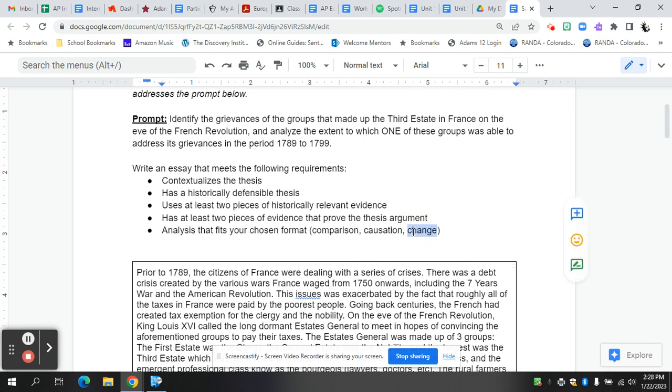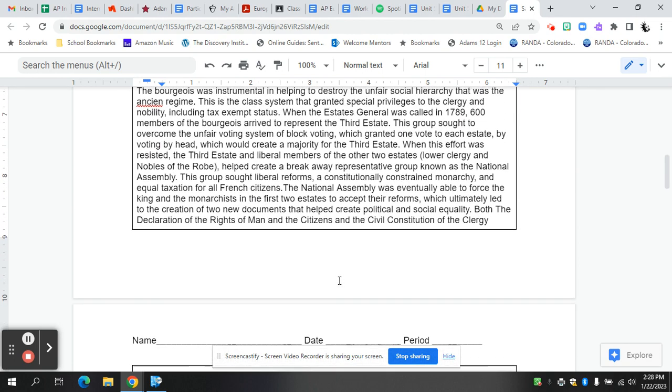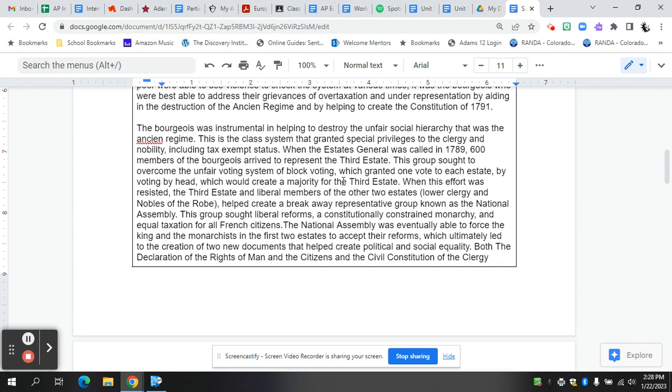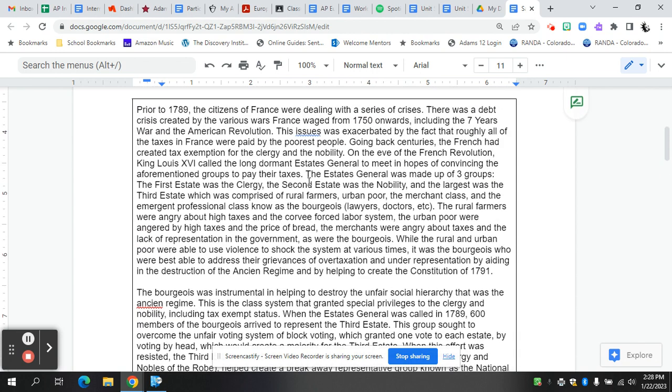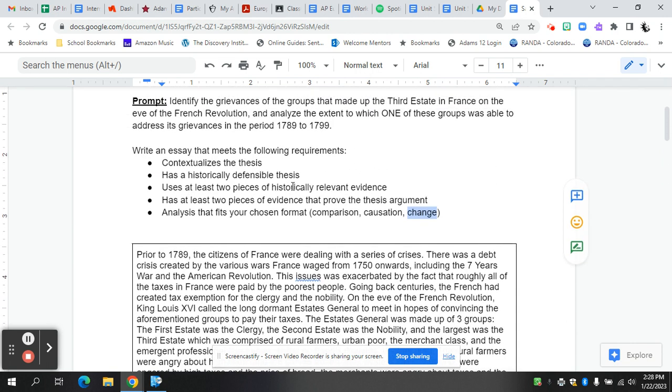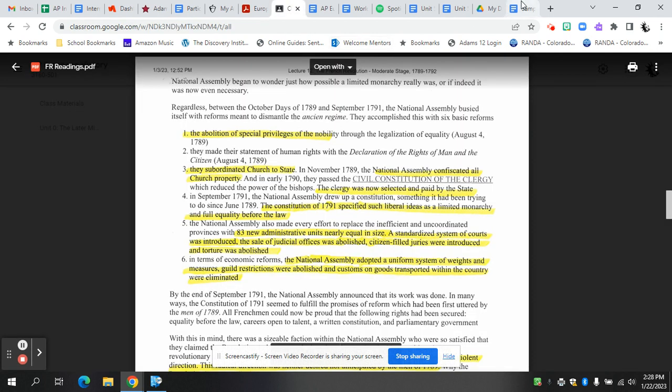I chose change as my format. Do I have at least two pieces of evidence that prove the thesis argument? Yep, I do. Do I have at least two pieces of historically relevant evidence? Yep, I do. If I go back down and hear all this information about the calling of the Estates General, who's in the Estates General, their meeting, all that sort of stuff. So I've got historically relevant stuff, and my evidence that supports my argument is also historically relevant, right? So I have that double dip there. Did I argue something that was historically defensible? Yes, I did. I proved it by going back into my source work to figure that out.